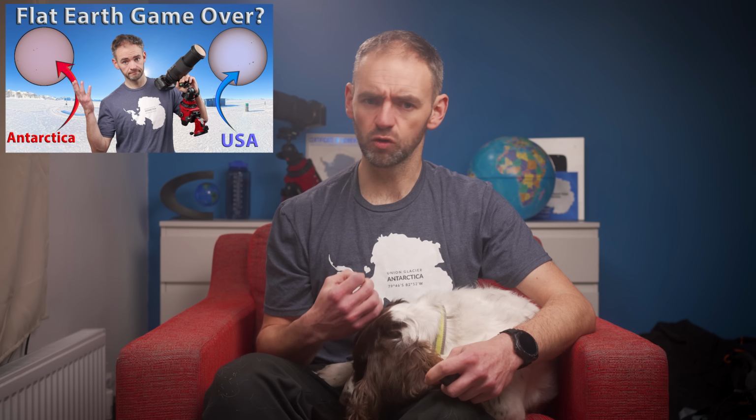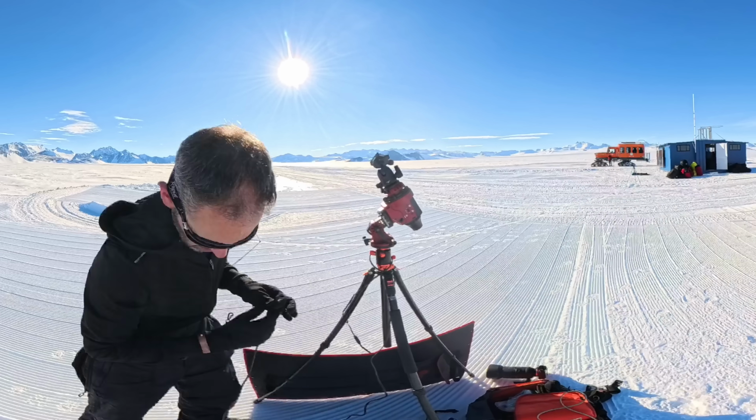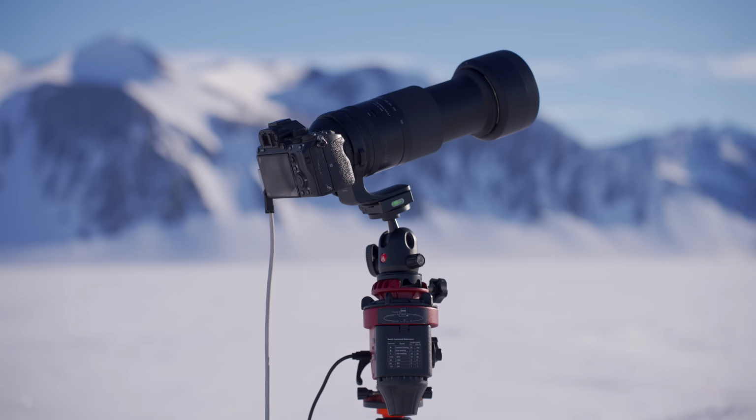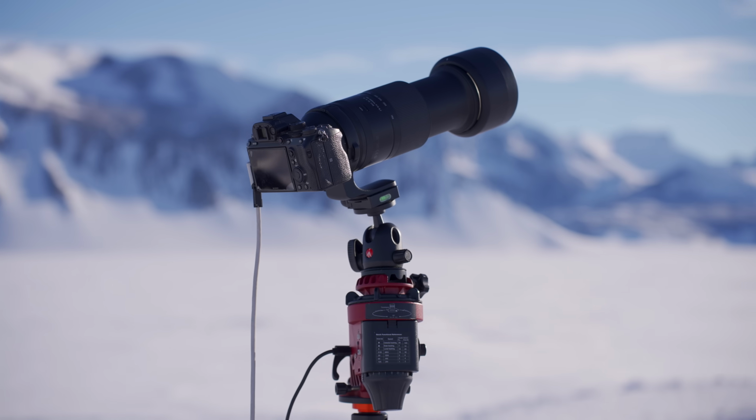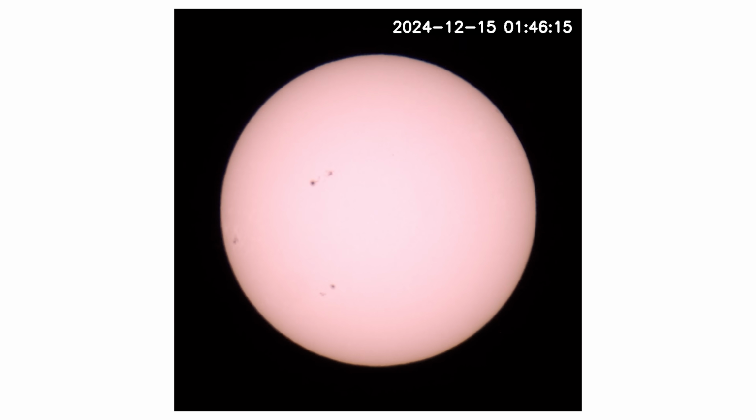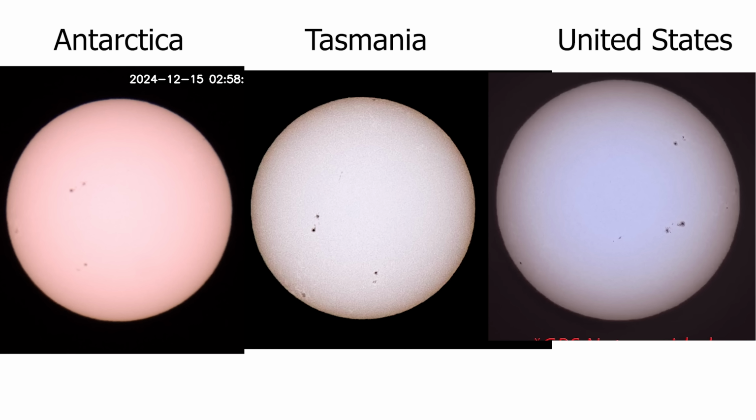Now, a few weeks ago I published this video that went over the solar photographs that I took whilst I was in Antarctica. I went over the setup process, the hurdles that I had to overcome, I showed a time-lapse of the photos that I took, and I showed a comparison of those photos versus photos that were taken from other locations on Earth around the same time to show that there was a clear change in the orientation of the sunspots at different latitudes.